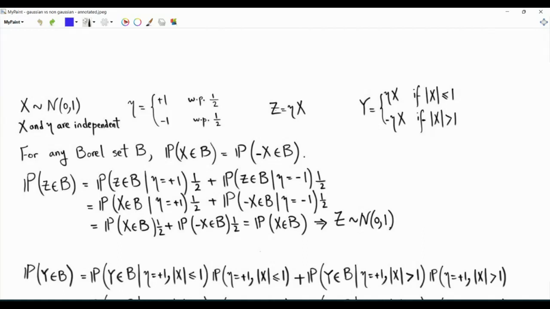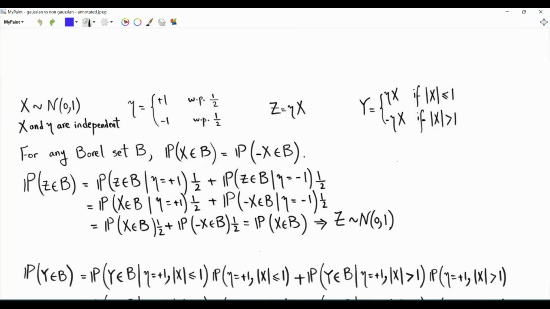Using x and eta, we construct two random variables, y and z. Z is eta times x. Y is eta x if the absolute value of x is less than or equal to 1. Y is minus eta times x if the absolute value of x is strictly greater than 1. First, we want to obtain the distribution of z and y.